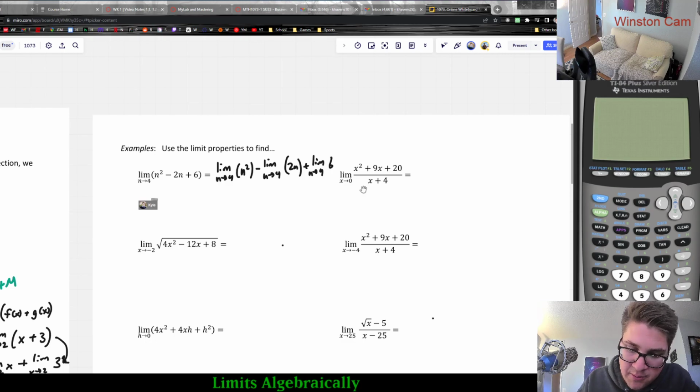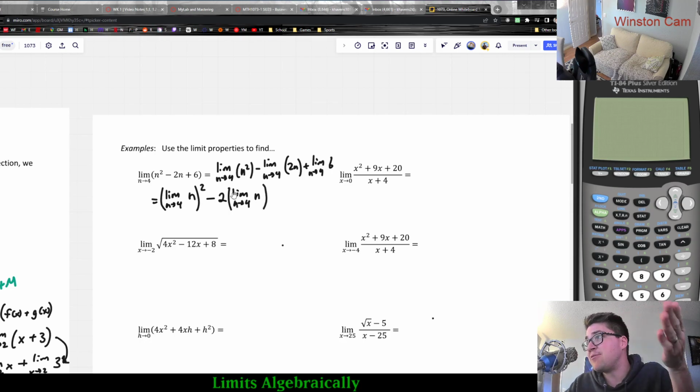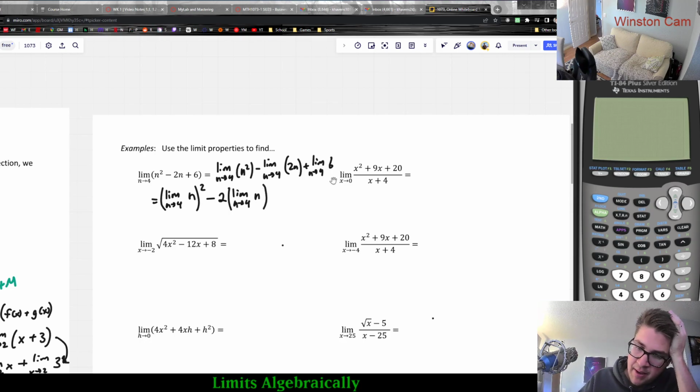So this would be equal to the limit as n approaches 4 of n, quantity squared. And in the second part, as I was just saying, this 2 we can pass through the limit. That would give us 2 times the limit as n approaches 4 of n. Also, a lot of times when we write a number in front of a limit, it's implied that it's multiplied by the limit, just like if we have 2x. And then the last limit we can just solve, because the limit of a constant is just equal to the value of the constant.